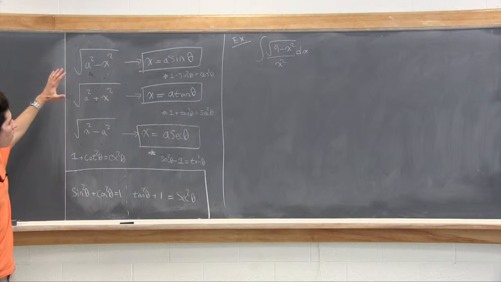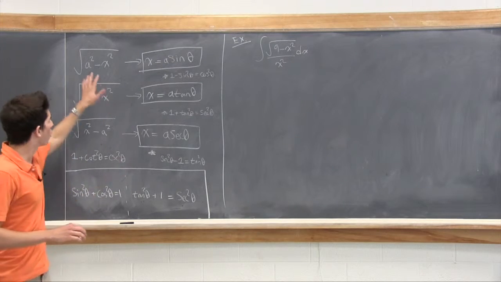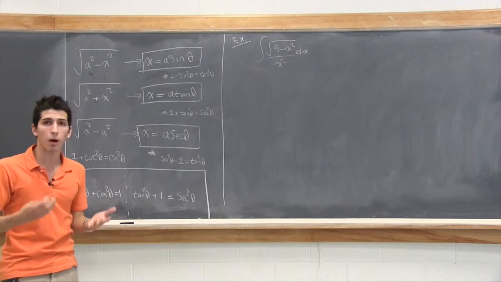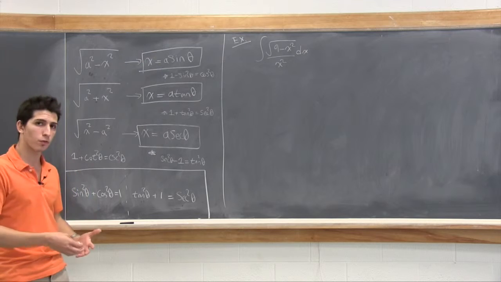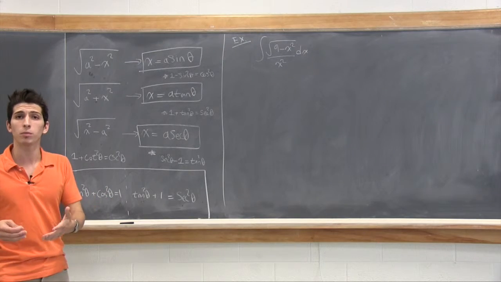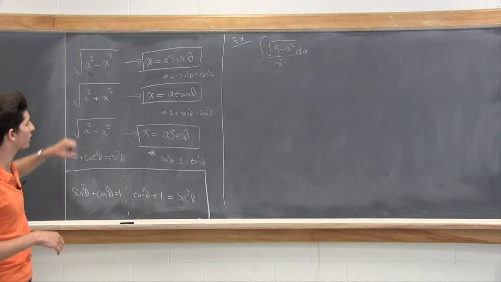So basically, you're going to see one of three forms. Number one is some number minus x squared. Number two is some number plus x squared. Number three is x squared minus some number. They're all, of course, under the square root, but that's the form that they're going to take.